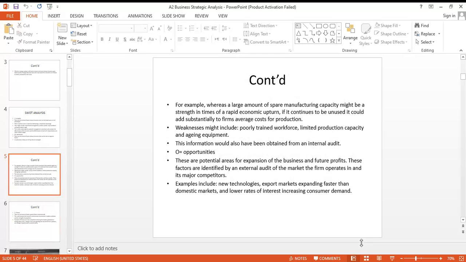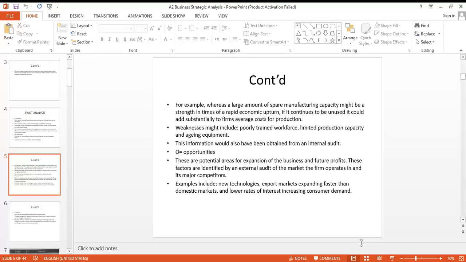You have not been able to take advantage of growing demand because you cannot produce the right product. Now that is a weakness. Why has that happened? Because you do not have a trained workforce, or you do not have the required capacity, or you do not have the required equipment.